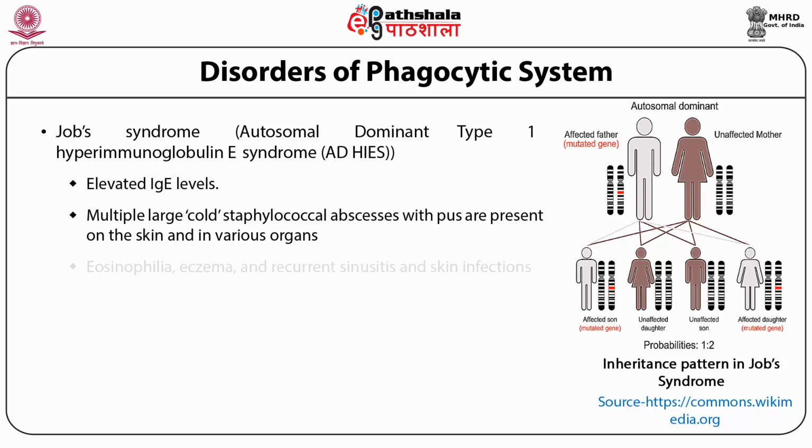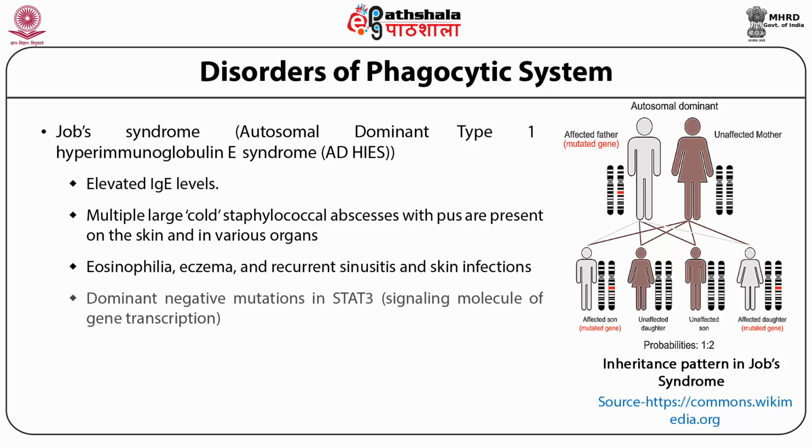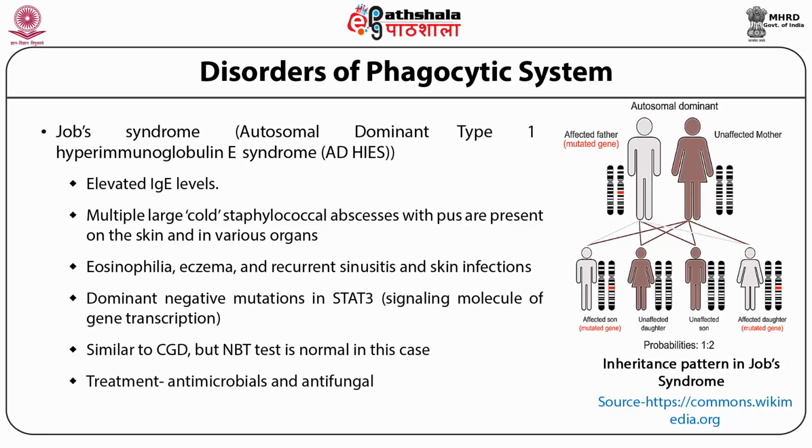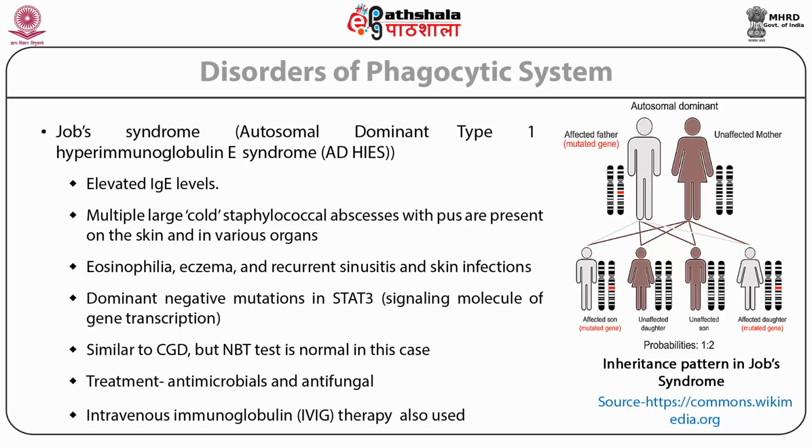This is accompanied with eosinophilia, eczema, and recurrent sinusitis and skin infections. The disease is due to dominant negative mutation in STAT3, which is an important signaling molecule of gene transcription. Recurrent skin and sinopulmonary infections are controlled using antimicrobial drugs. Antifungals are used to treat mucocutaneous candidiasis and onychomycosis. Intravenous immunoglobulin, that is IVIG therapy, is also useful in some cases.